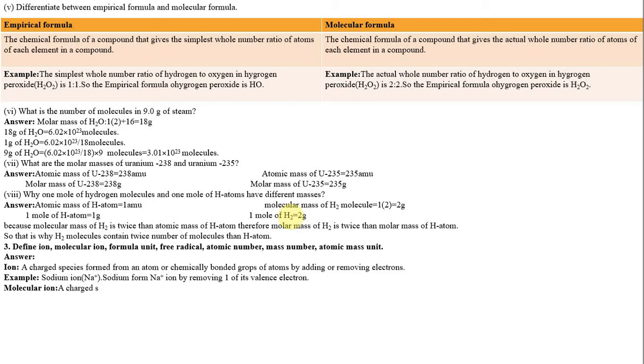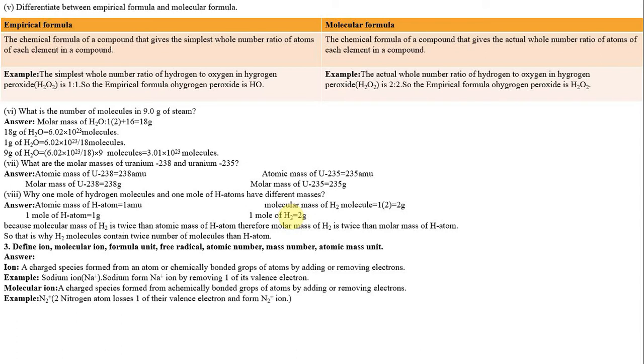Now molecular ion. A charged species formed from chemically bonded groups of atoms by adding or removing electrons. Molecular ion क्या है? ये आयन का आगे फर्दर टाइप है, मॉलिक्यूलर आयन, एटॉमिक आयन. जब कोई ग्रुप ऑफ एटम्स इलेक्ट्रॉन को लूज या गेन करते हैं, तो जो चार्ज्ड स्पीशीज हमारे पास आती है वो होती है मॉलिक्यूलर आयन. Example, N2 plus. Two nitrogen atoms, one of them loses a valence electron and forms N2 plus ion.